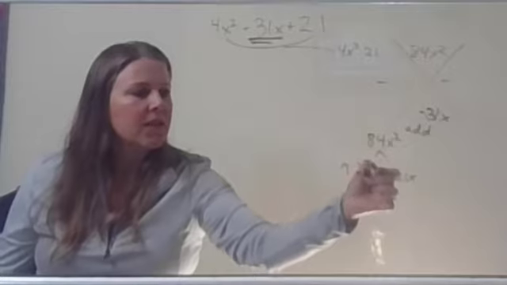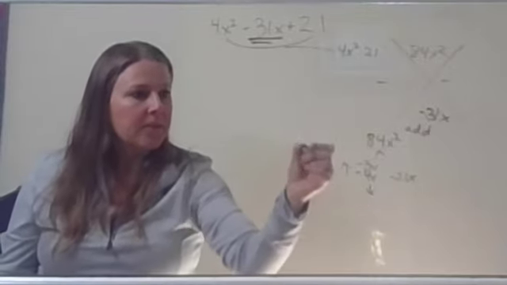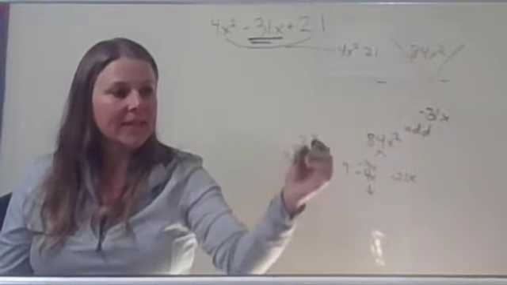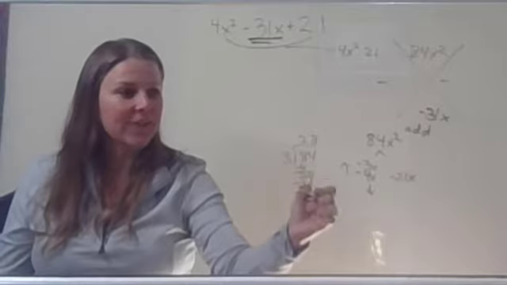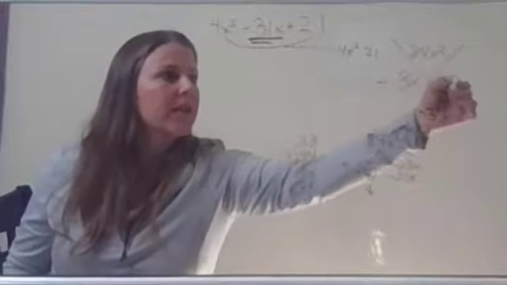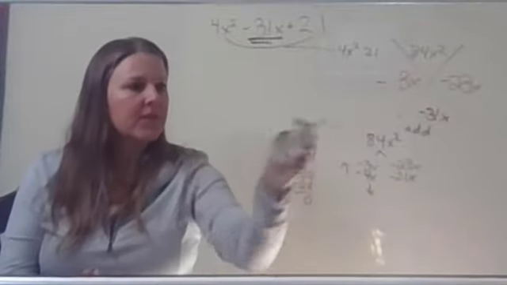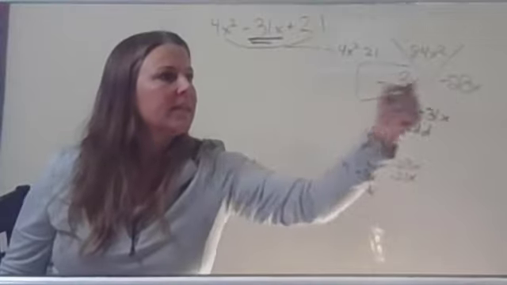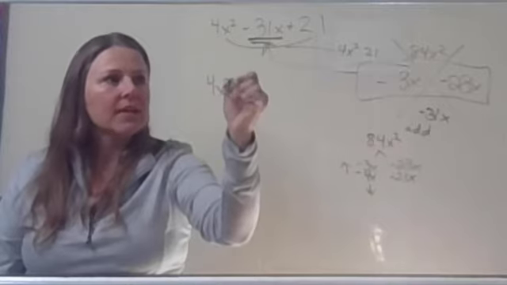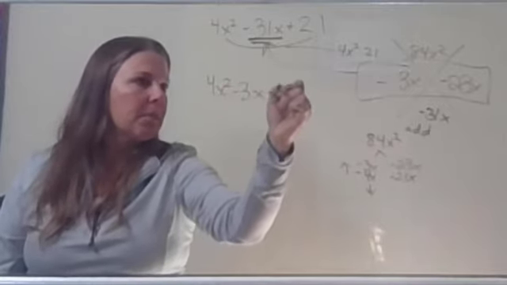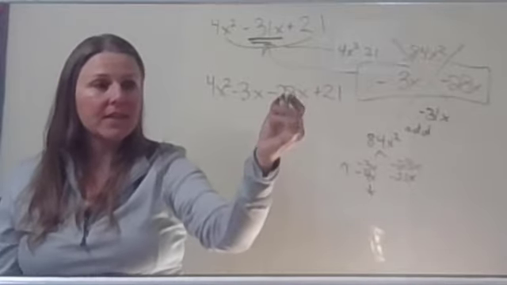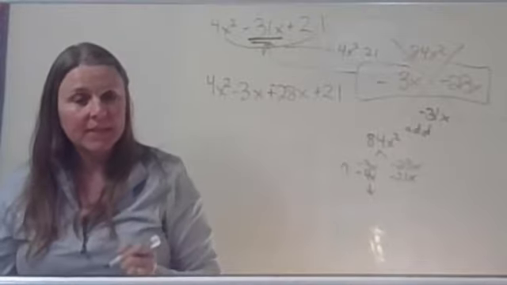So does 3 go into 84? 84 divided by 3, it does, and that's 28. And guess what? That's actually 31. So negative 3x and negative 28x is our solution. So that's what we're going to substitute in instead of that negative 31. So we're going to rewrite this whole problem: 4x squared minus 3x minus 28x plus 21. Now remember, before you start parenthesizing, this really needs to be plus a negative.